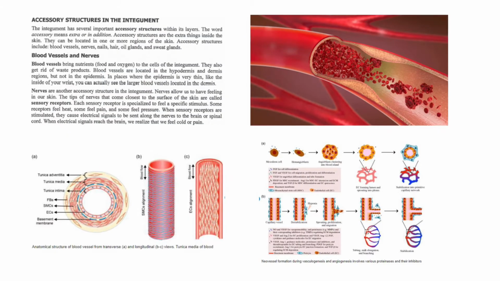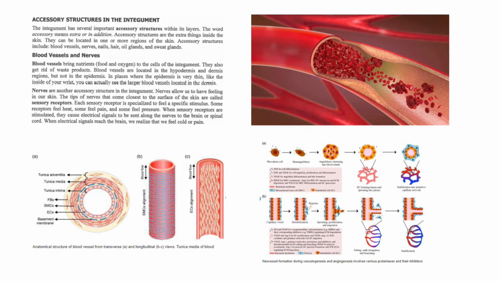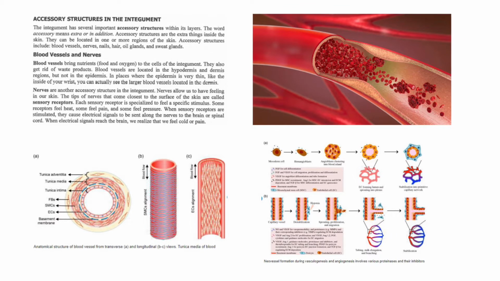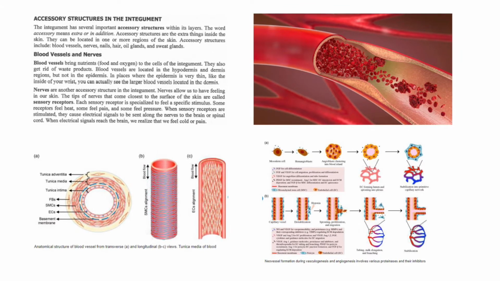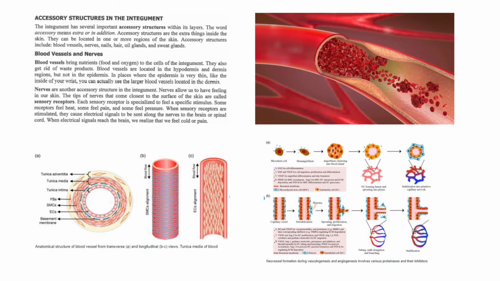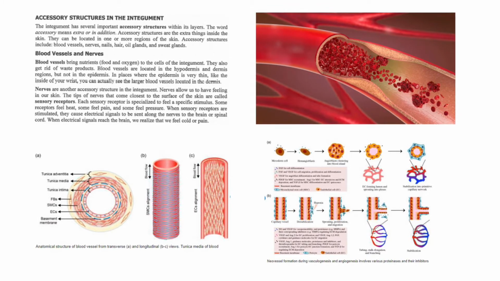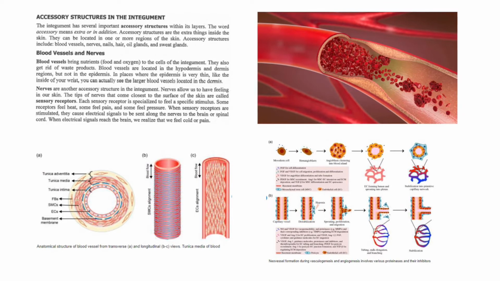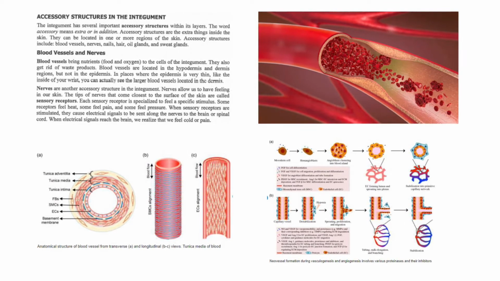Accessory structures in the integument. The integument has several important accessory structures within its layers. The word accessory means extra or in addition. Accessory structures are the extra things inside the skin that can be located in one or more regions of the skin. Accessory structures include blood vessels, nerves, nails, hair, oil glands, and sweat glands.